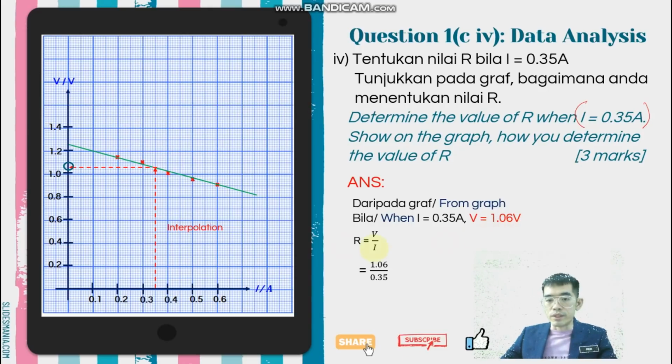Then we use the Ohm's law formula, V over I, so we will get the reading of resistance. Here V equals 1.06 divided by 0.35, and you will get 3.03 ohms. Again, your answer must have the correct unit.